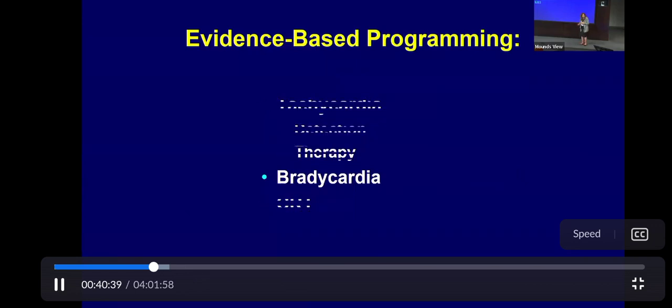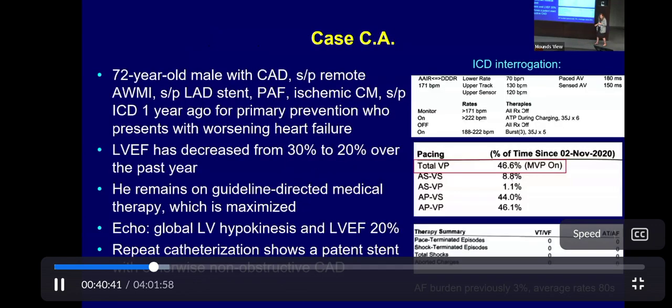Okay, so let me just briefly run through the bradycardia case here. This is a 72-year-old patient with coronary disease, AFib, and ischemic cardiomyopathy, who had an ICD for primary prevention. His EF has decreased from 30 to 20%. He's on guideline-directed medical therapy, a good amount, and now he has an EF of 20%. They did another cath, and everything was okay with his stent.